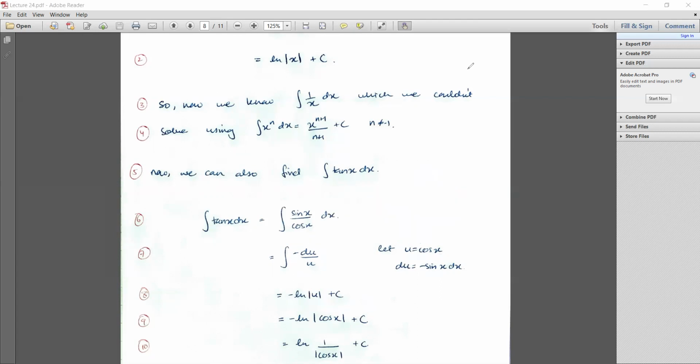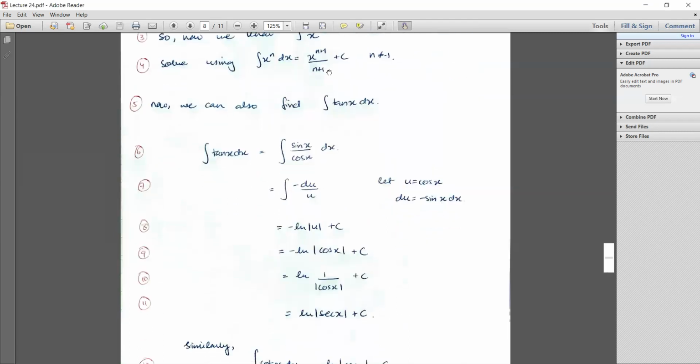You can stop here if you like, or you can write it in a more concise way by using the property of logarithm. So this negative becomes ln of absolute value of cos x raised to power -1 plus c. And so that's ln of 1 over absolute value of cos x plus c. And that's the same as ln of absolute value of secant x plus c. Any questions?